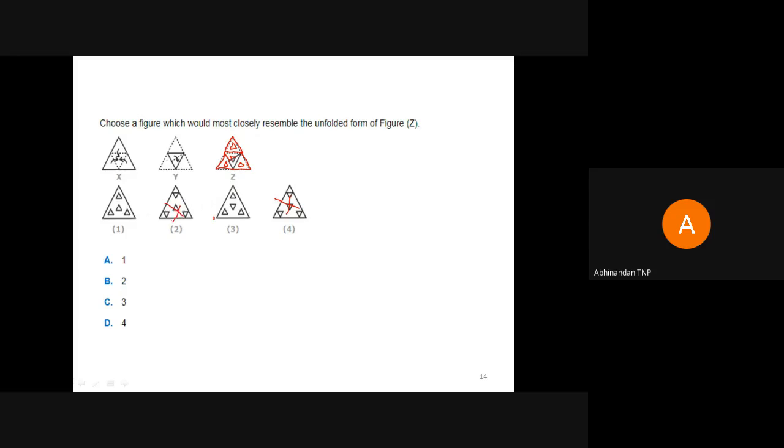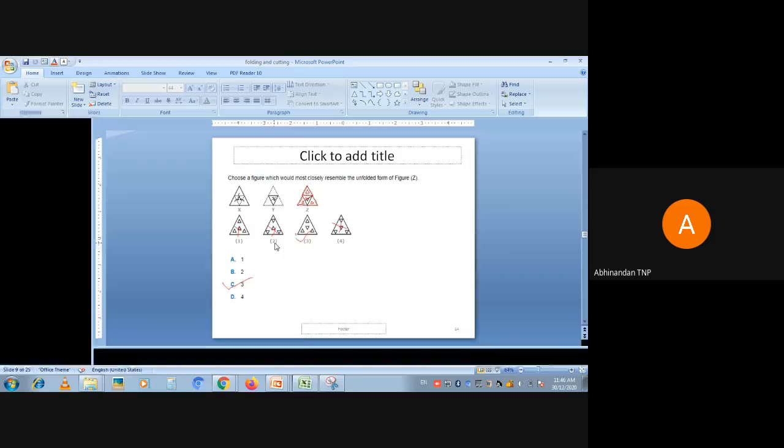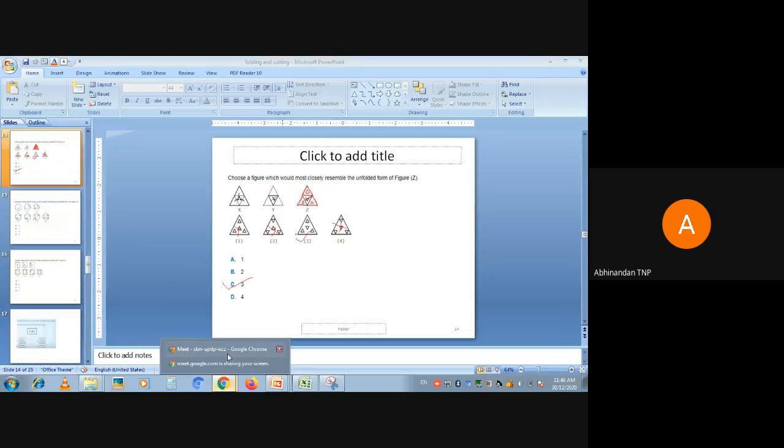This is not correct. Is this somewhat saying? No, this is also not correct. Option number C. C is correct. C is the correct answer. Option C is the right answer.